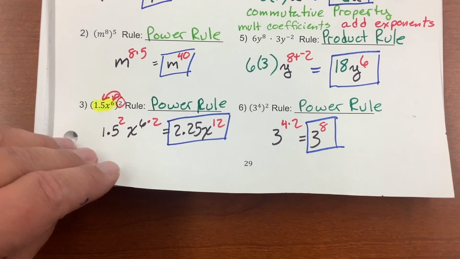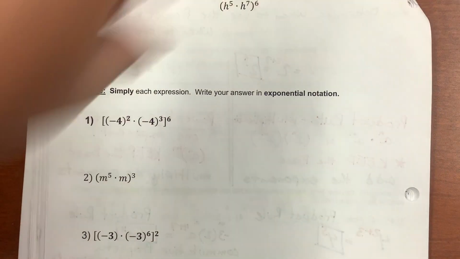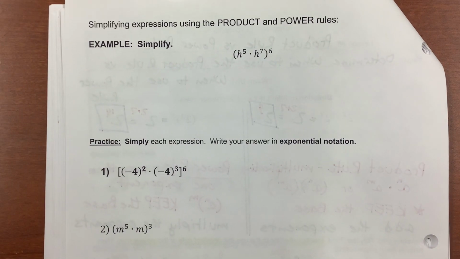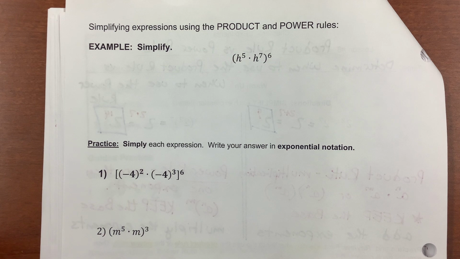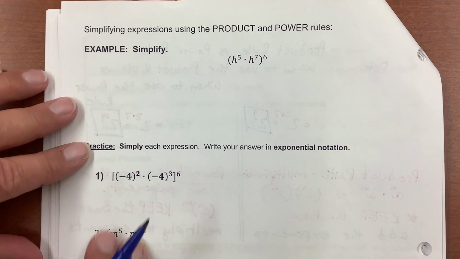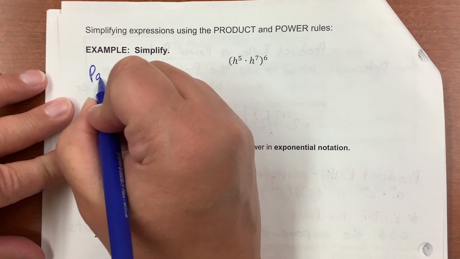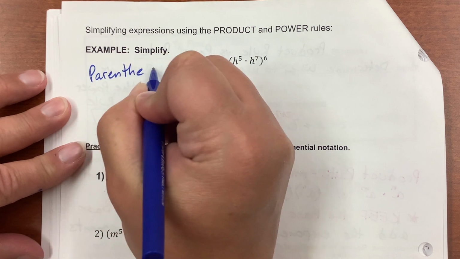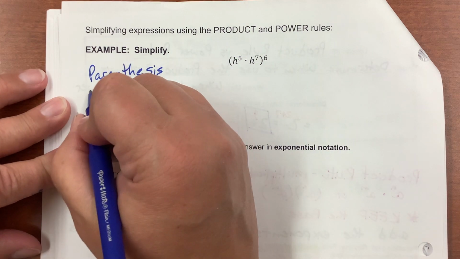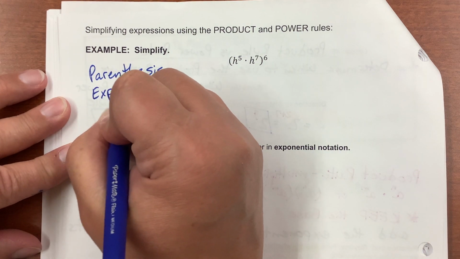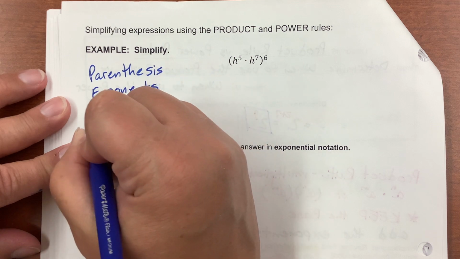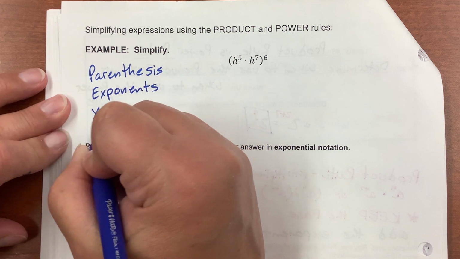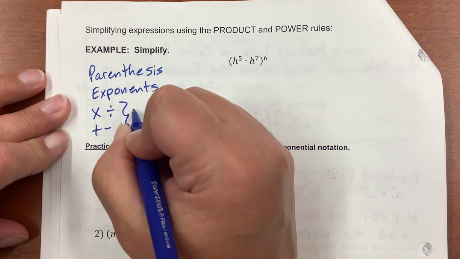Okay, next page. We're getting to the interesting stuff. All right, on this page, we're going to simplify this expression using the product and power rules. So, what does that mean? It means I'm going to follow the order of operations. I'm going to use PEMDAS. I'm going to do parentheses, and then exponents, multiply, divide, add, subtract, but these are always from left to right.